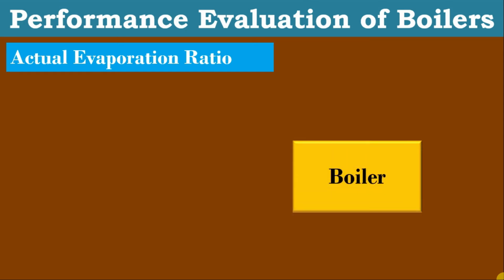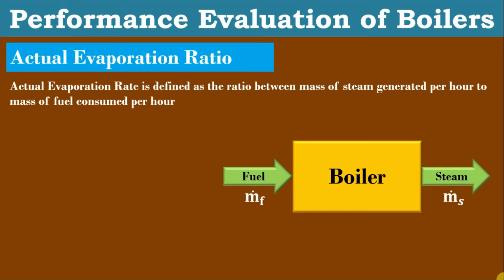Let's take an example boiler. To run the boiler, we have to supply some amount of fuel, that may be coal, diesel, whatever it is, and it will generate steam. Let's take the mass of fuel consumed by the boiler as mf and the steam generated as ms. By definition, it is the ratio between the mass of steam generated per hour to the mass of fuel consumed per hour. It is denoted as Ma = ṁs / ṁf.